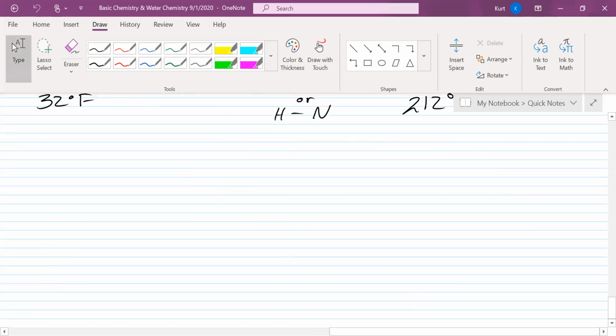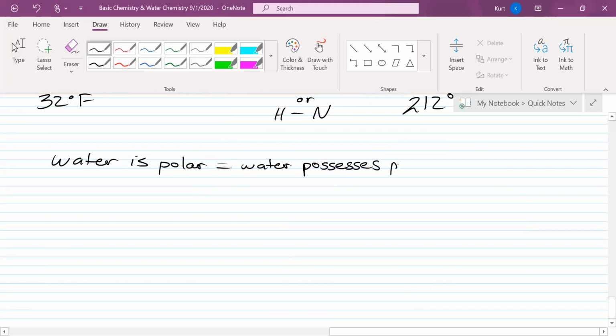But because of hydrogen bonding, you're able to actually have polarity, and that's just from the positive and negative. So remember that water is polar. And that simply means it possesses poles. There's a positive end, which are the hydrogens, and there's a negative end, which is the oxygens.